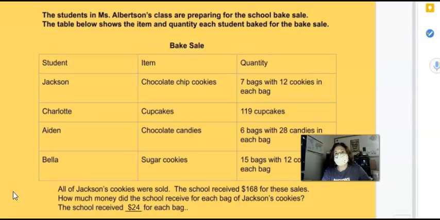All this talk about baked goods is making me hungry. How about you?